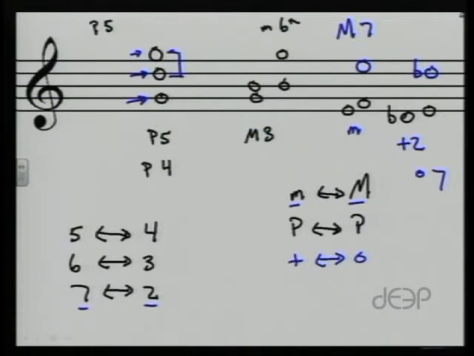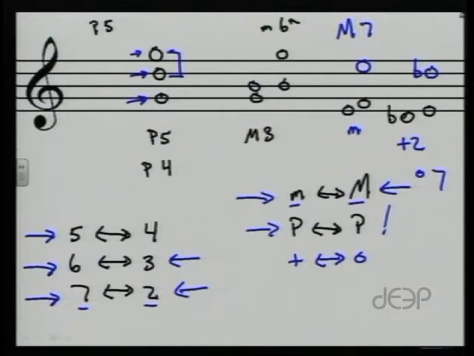These rules are hard and fast. Fifths always invert to fourths. Fourths always invert to fifths. Sixths invert to thirds. Thirds invert to sixths. Sevenths to seconds. Seconds to sevenths. Minors invert to major. Majors to minor. Perfects always invert to other perfects, hence the name perfect. And augmenteds invert to diminished, and diminished inverts to augmented all the time.